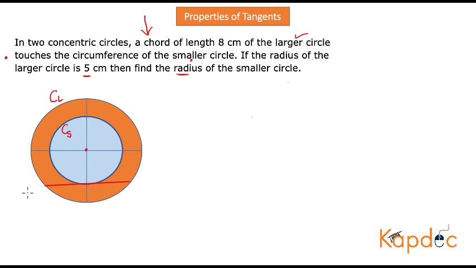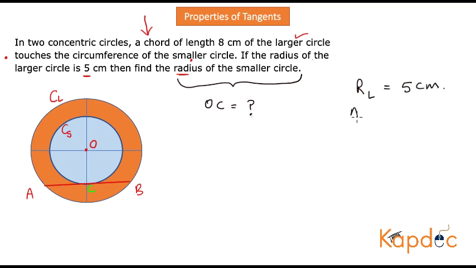Let's say this is my chord AB, and this is the center at O. And this point where this chord is touching the circumference of the smaller circle, let's say that point is C. So what we need to find is the radius of the smaller circle, which is nothing but this distance OC. What you're given is the radius of the larger circle is 5 centimeter, and the length of this chord AB is 8 centimeter.